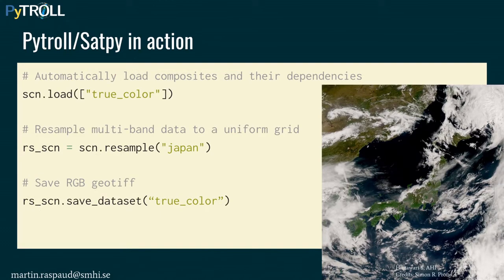In the second part of the script, we start by calling the load method of the scene object that we created just before in order to generate a true color image. This true color composite is held in the scene object. Then we can call the resample method of the scene object over an area called Japan in order to resample the data, as the name indicates, onto that area. Lastly, we call the save dataset method of the resampled scene object, and we save the true color composite. By default, this will generate a GeoTIFF image that we can then open with our favorite program.